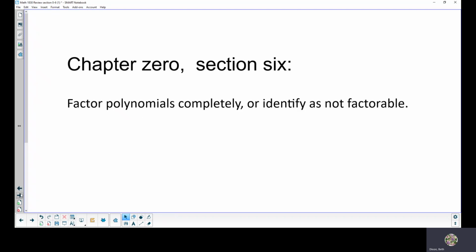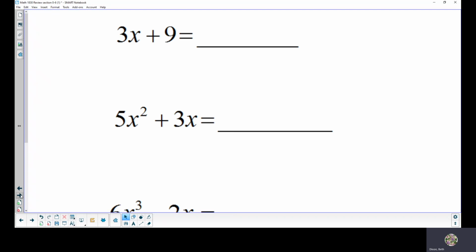We will be covering in this video Chapter 0, Section 6, Factor polynomials completely or identify as not factorable. In our first problem, we have 3x plus 9.